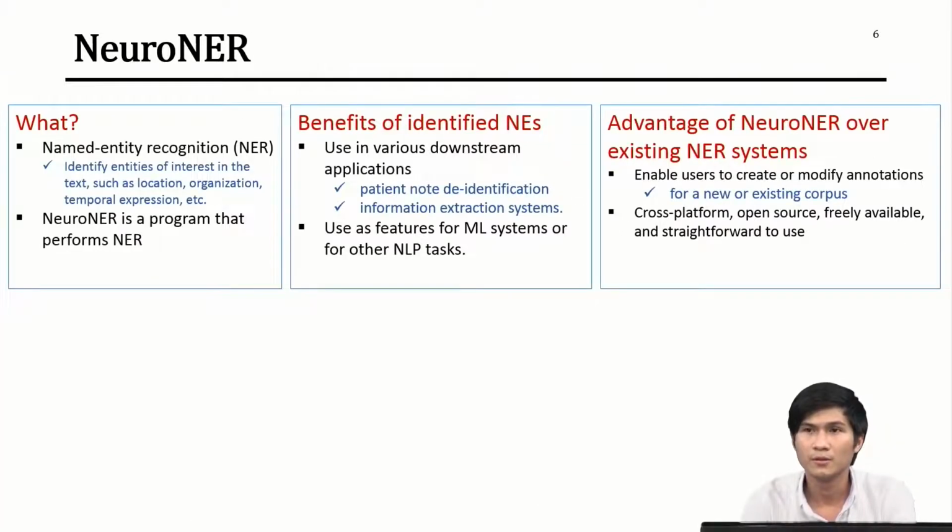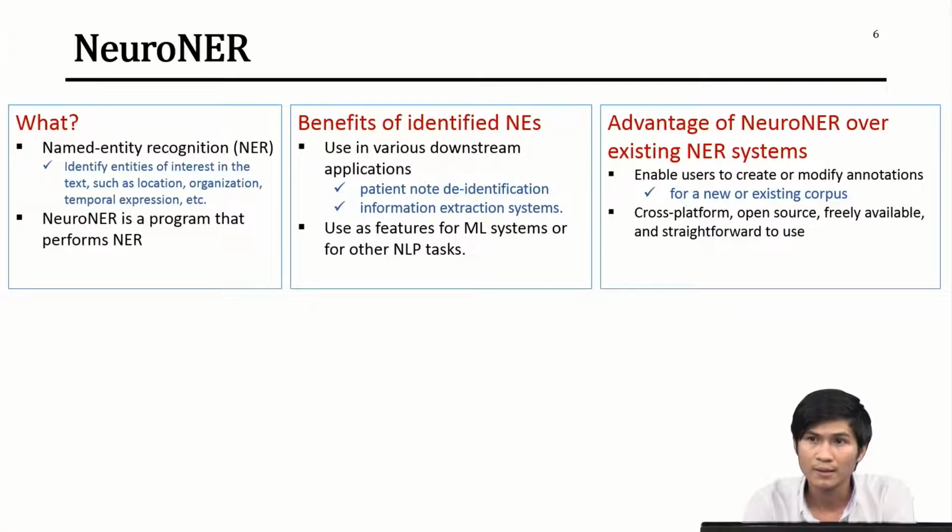And next we'll see how we can use Neuro NER, which is a tool implemented using TensorFlow. So Neuro NER is a program that performs NER. It is based on a neural network. From named entity recognition, it identifies entities of interest such as locations, organizations, and some other important information.